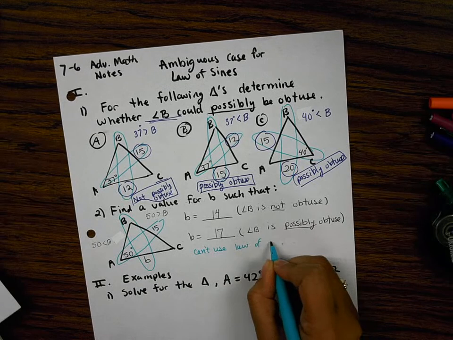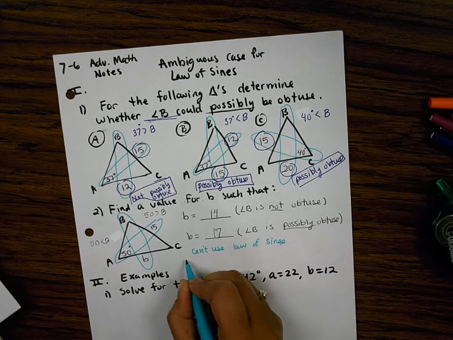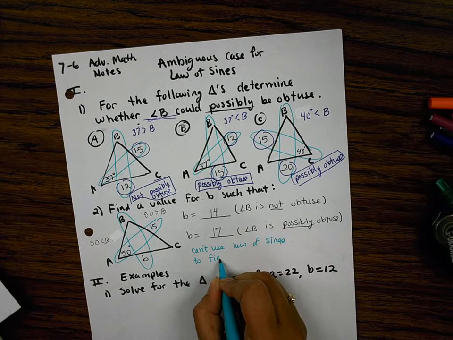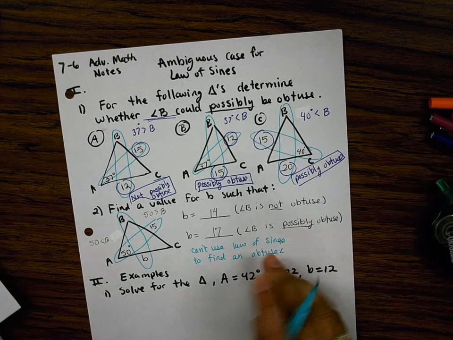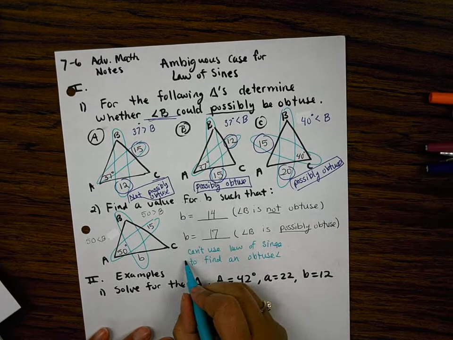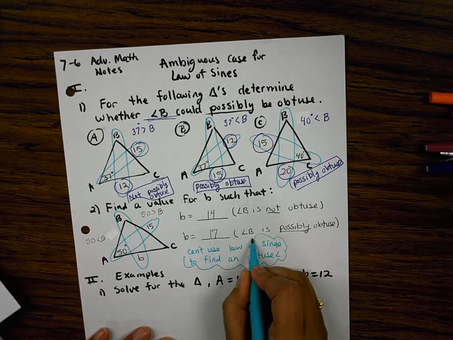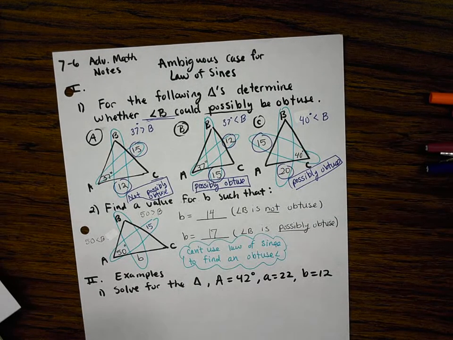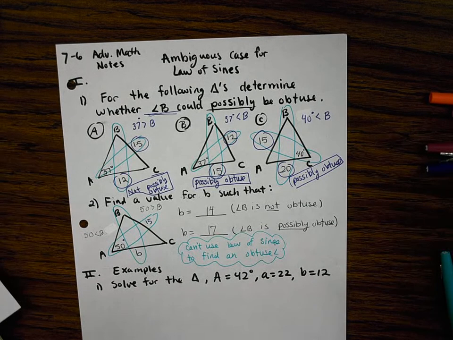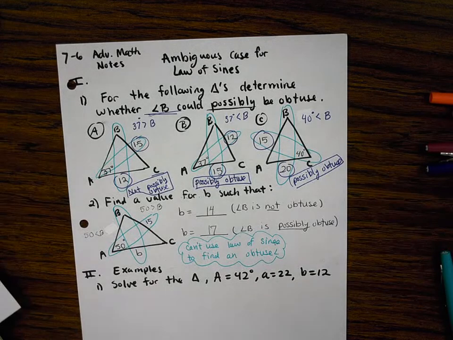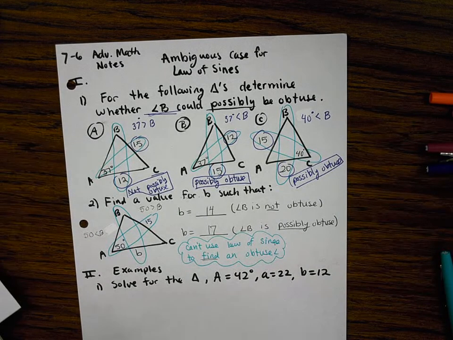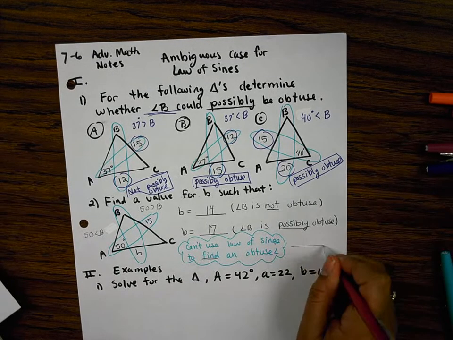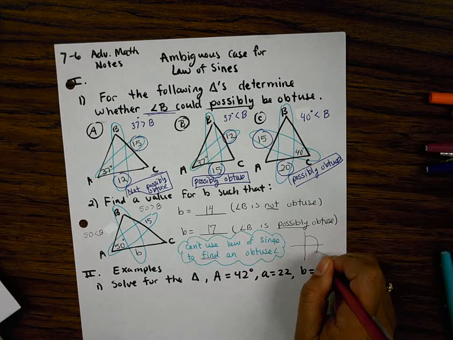you can't use law of sines to find an obtuse angle. We cannot use law of sines to find an obtuse angle. All right, you can use it on an obtuse angle to find a missing side, but you can't use it to find an obtuse angle. And really quick side note, why is that?